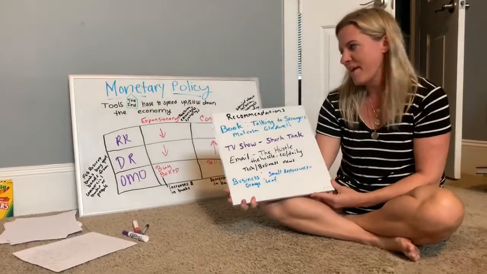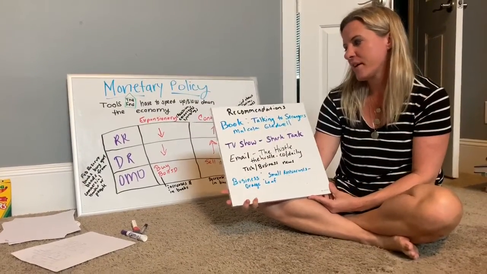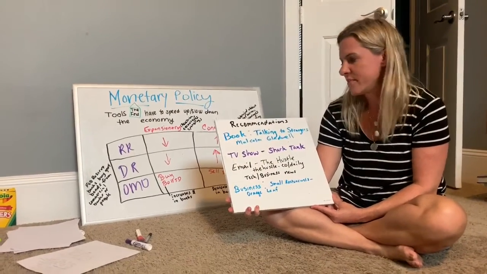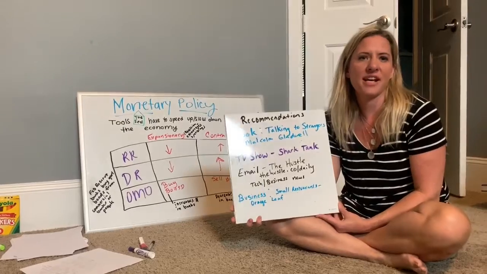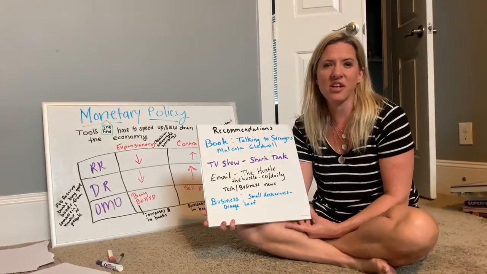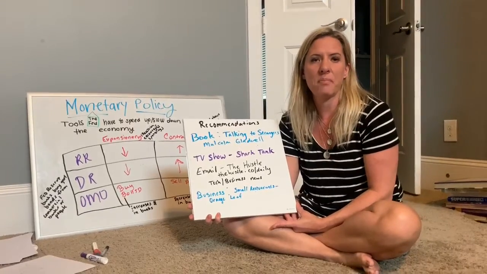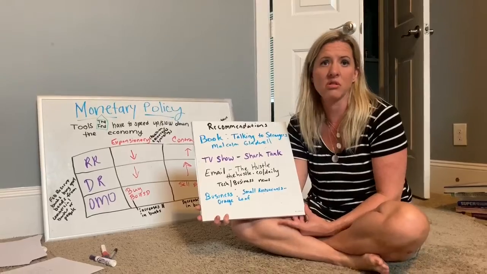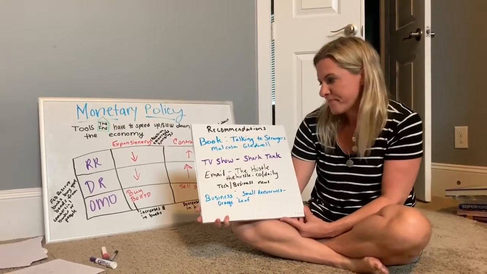Okay, so finally my recommendations. For a book, Talking to Strangers by Malcolm Gladwell. It's a great read. TV show, Shark Tank. I thought it would be good to have my kids rewatch some of the episodes and then go and research how the companies fared after the show. Were they successful or did they flop?